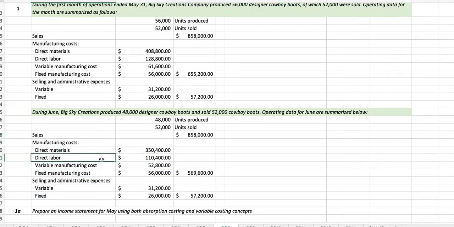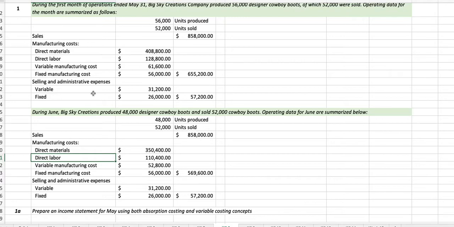So before we jump into the solution set, let's talk just a little bit about the differences between absorption and variable costing concepts. The two biggest differences between these two costing concepts is that absorption costing is required under generally accepted accounting practices, and it's required for the financial statements. Variable costing, of course, is not going to be GAAP compliant, but it's used for internal decision making, for performance management, and also for pricing decisions.